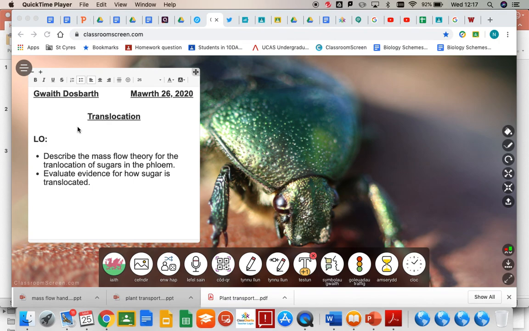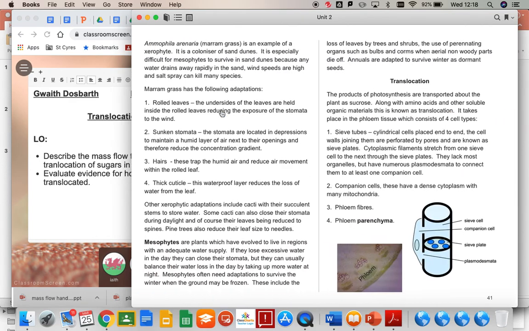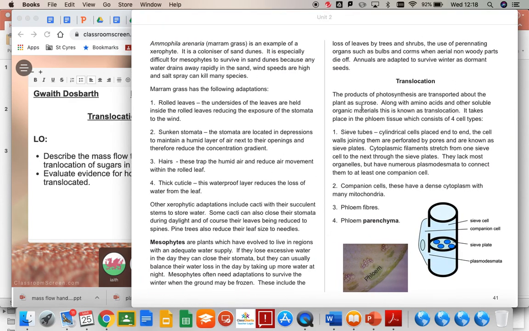Okay, so today we're going to look at translocation, and translocation is the movement of sugars and other soluble substances, things like amino acids, etc., what's collectively known as the sap of a plant through the phloem. And what we will see is that this is one area where we still don't really know exactly how it works. So we have to evaluate the strength of the evidence. Okay, so let's have a look in the iBook. So we're based around this area here, finishing off plant transport.